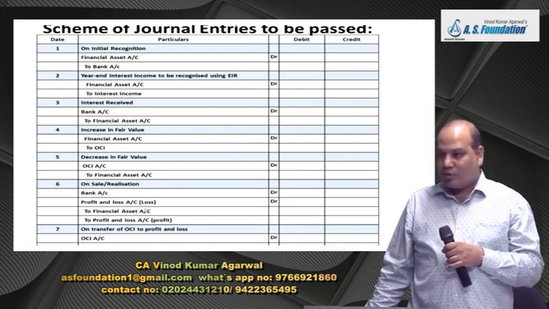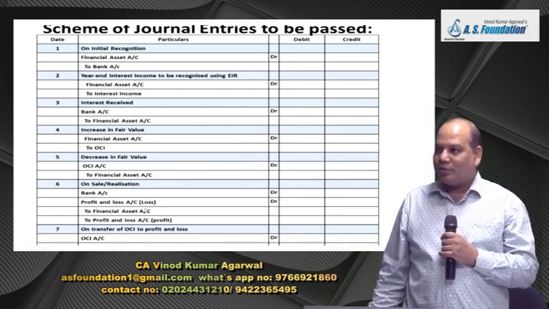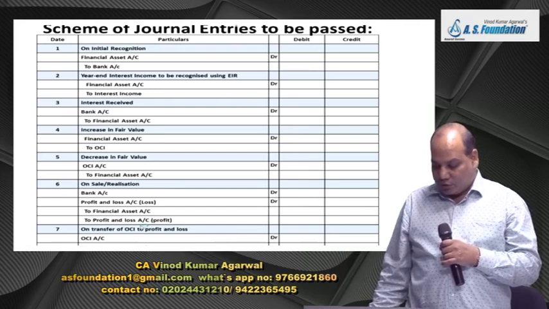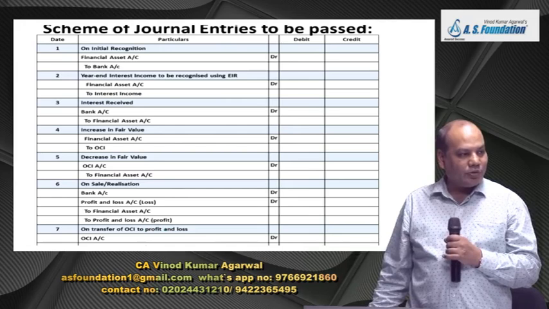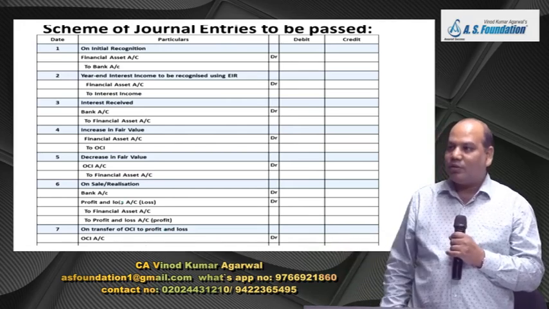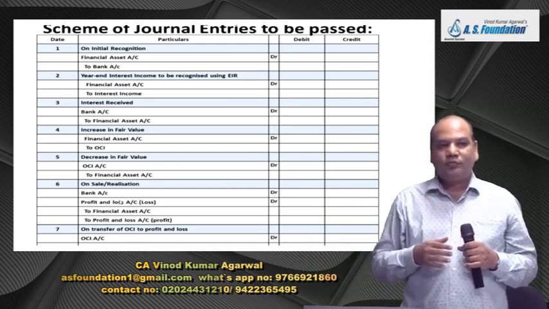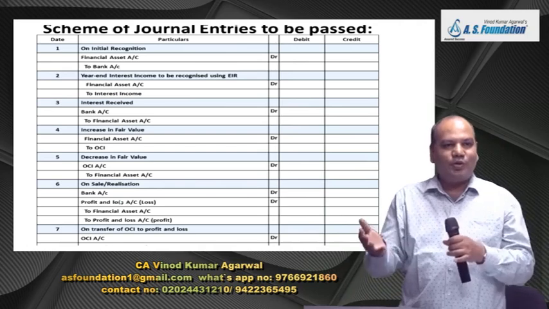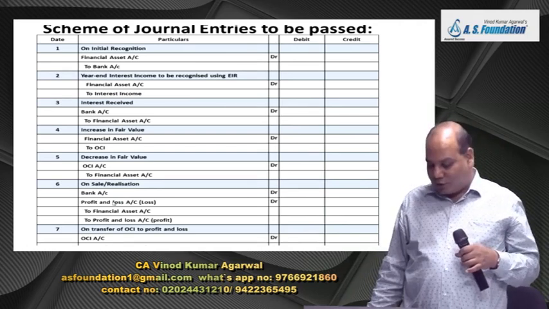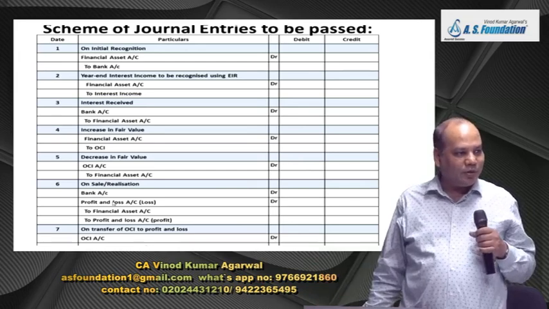So here, even if you transfer to OCI, it will get transferred to P&L account, and then you transfer the balance to P&L account. See the last entry. That is why in the sixth entry I have written P&L account, because my objective is to sell also. And I am going to transfer the OCI to P&L account. So if you write OCI, no problem. Again, in the last entry, that figure will get transferred to P&L account.